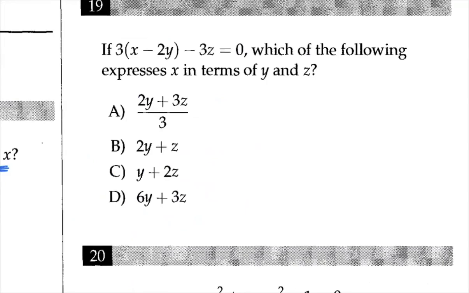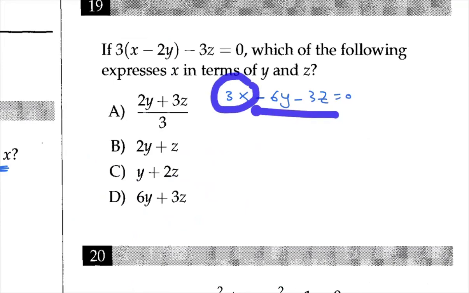Question number 19. If 3 times x minus 2y minus 3z equals 0, which of the following expresses x in terms of y and z? Again, we need to isolate x. So let's multiply. 3 times x is 3x, negative 3 times 2 is 6y, negative 3z, all of this equal to 0. Good. Since we need to isolate x, which term here includes x?